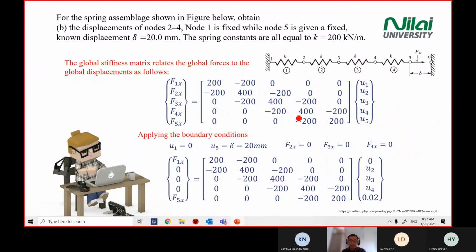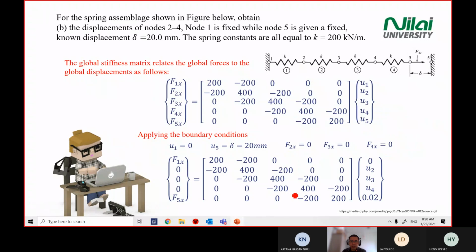So you put in all the known values there. You just rearrange the matrix with the boundary condition. F1x we don't know. There must be a force when you pull from point number 5, so there must be a reaction at point number 1. So there's a value for point number 1. And because points 2, 3, 4 are free to move, there's no resistant force, so that's why I put 0 at these components.